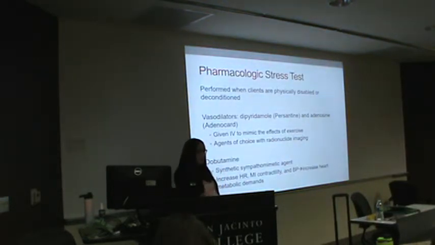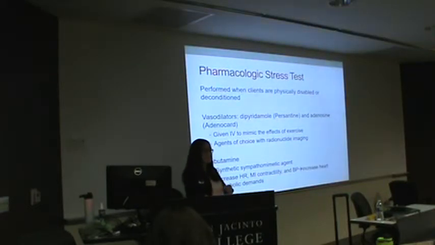Okay, the pharmacologic stress test. Again, it's performed when a patient is physically disabled or deconditioned. Okay. The IV medications given to vasodilate the coronary arteries are dipyridamole and adenosine. So again, they're given to mimic the effects of exercise. They're going to make the heart work.